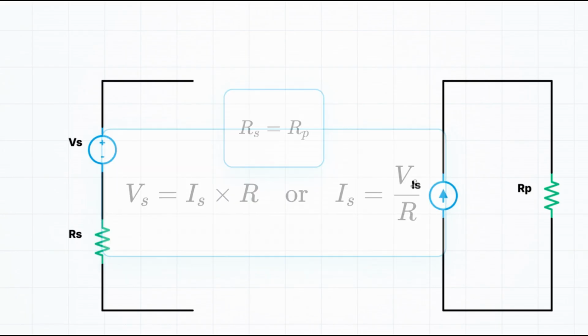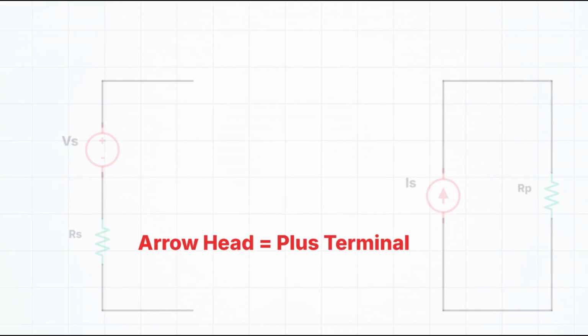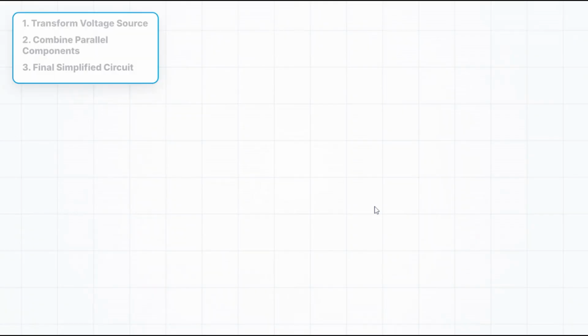But be careful with direction. The head of the current arrow corresponds to the positive terminal of the voltage source. If the arrow points up, the plus sign is on top. If the arrow points right, the plus sign is on the right. If you remember arrowhead equals plus, you will never get the sign wrong. Why do we care? Because simpler is better.